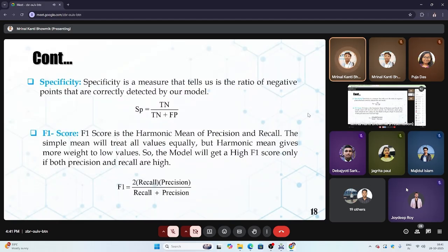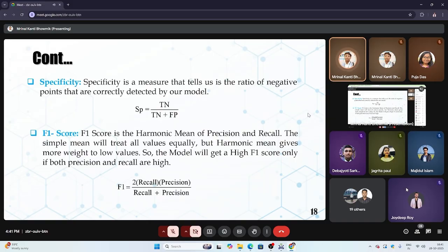Next is specificity. Specificity is a measure that tells us the ratio of the negative points that are correctly detected by our model. In the case of precision, we have seen that the numerator is true positive. In the case of specificity, the numerator is true negative and the denominator is true negative plus false positive.